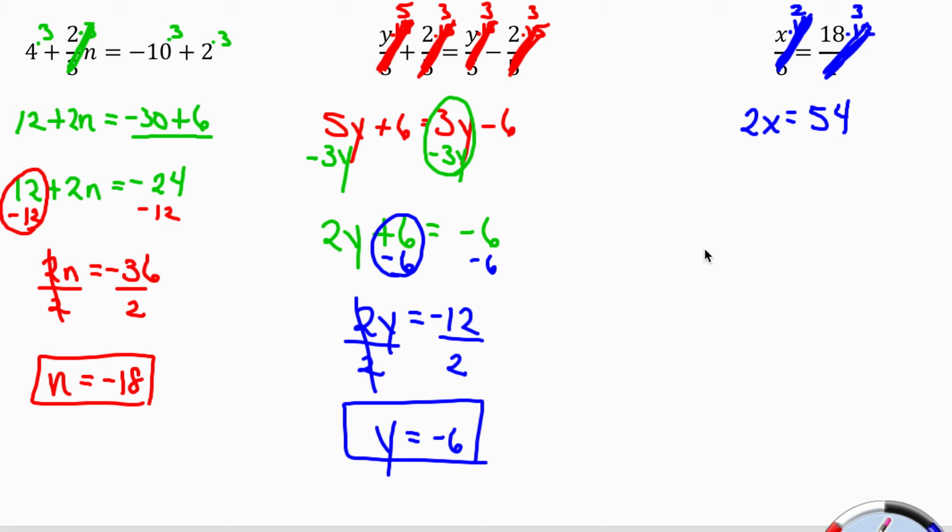Okay. I don't have any parentheses. All my x's are already on the same side. There's no math I can do. So there's nothing added or subtracted to the x. So undo what's being multiplied by the x, to get 1x equals 54 divided by 2, which is 27.